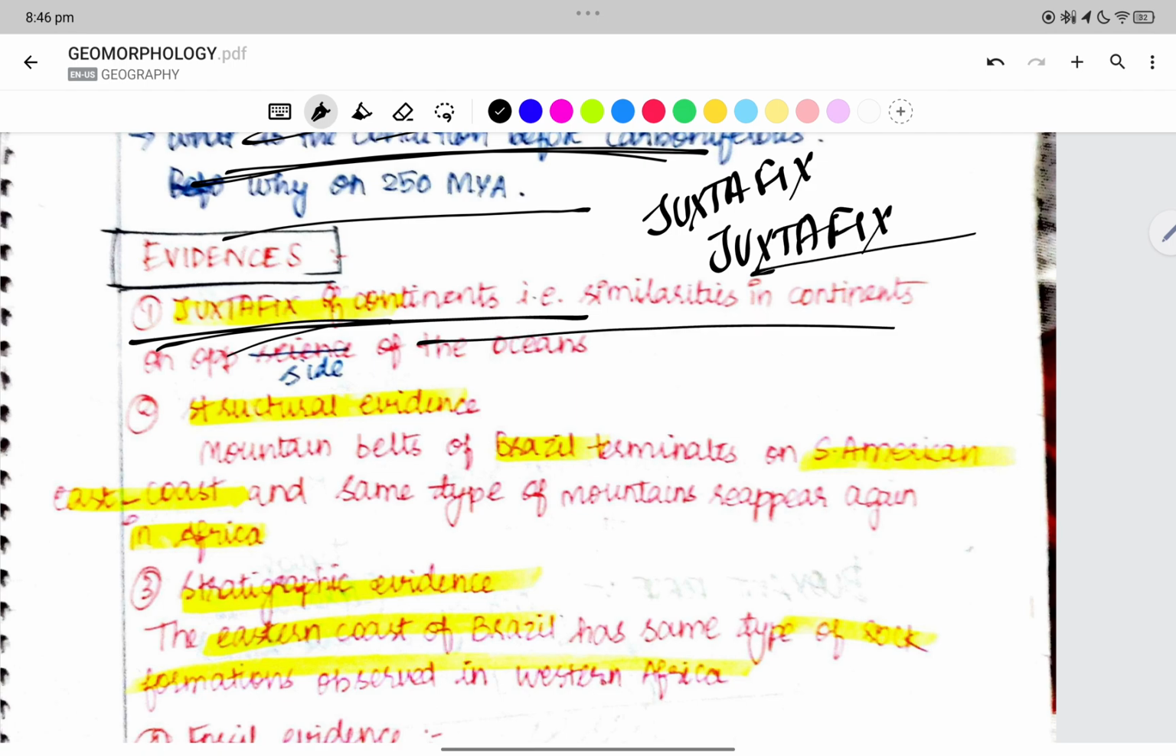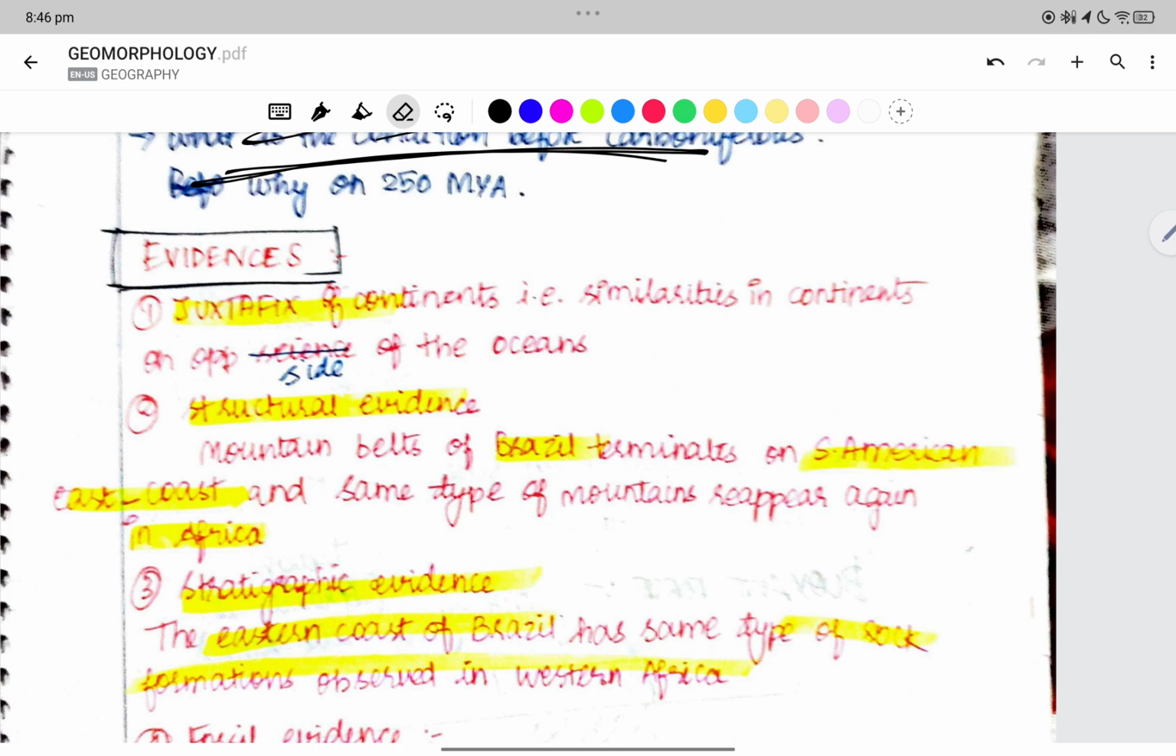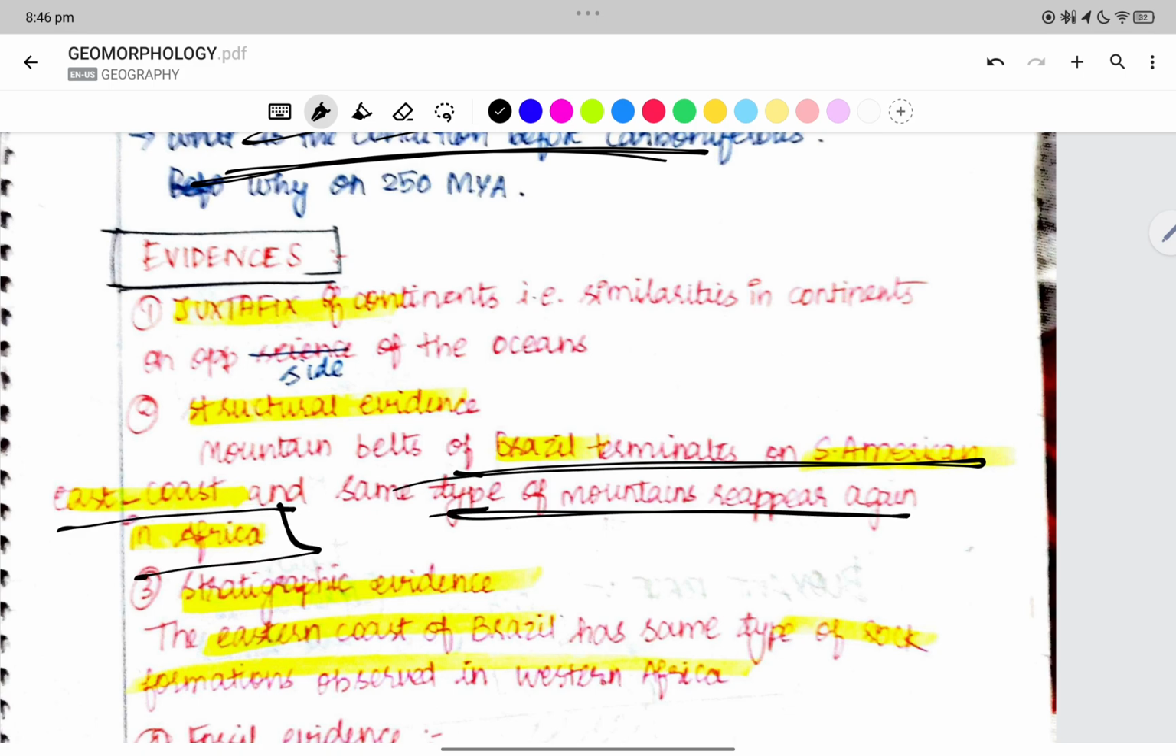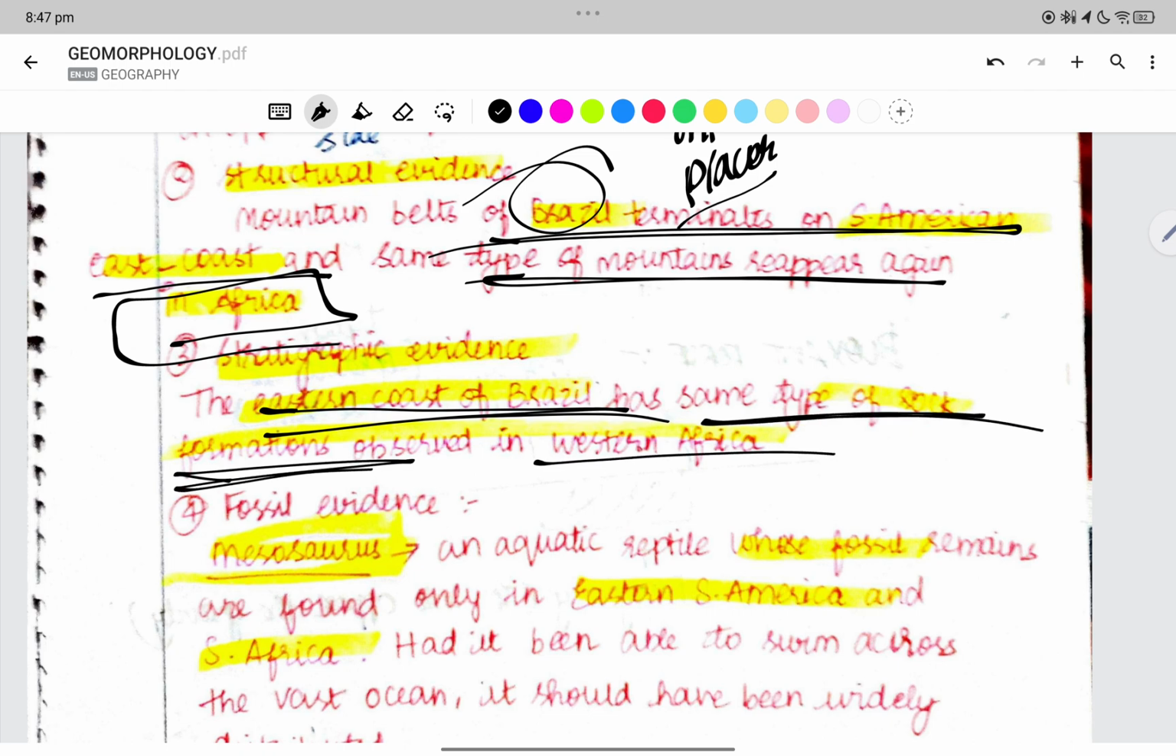Juxtafit of the continents, that is, similarities in the continents on the opposite sides of the oceans. Structural evidence: mountain belts of Brazil terminate on the South American east coast, and the same type of mountain appears in Africa. Placer deposits are found only in the mountainous region of Brazil. Stratigraphic evidence: the eastern coast of Brazil has the same type of rock formations observed in Western Africa.